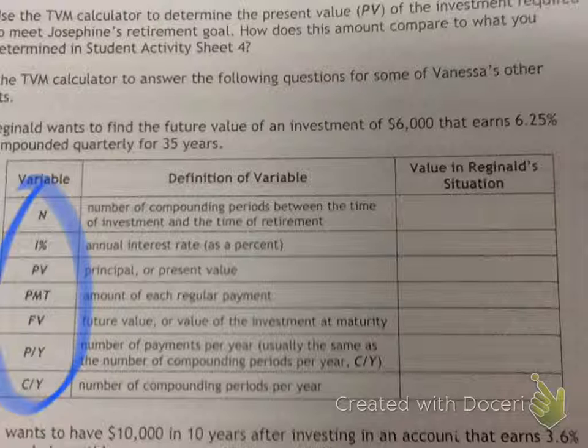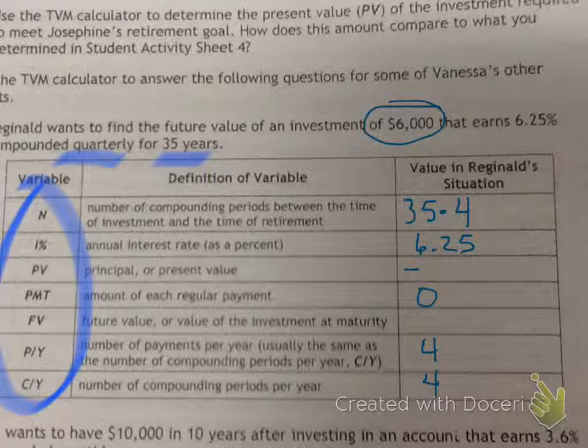Again, we have to have the number of compounds and stuff like that. Notice here, this one is compounded quarterly for 35 years. So I'm going to put here 35 times quarterly means 4. That means the PY and the CY are 4. Annual interest rate is 6.25%, so I put in 6.25. And I want a future value of an investment of $6,000.